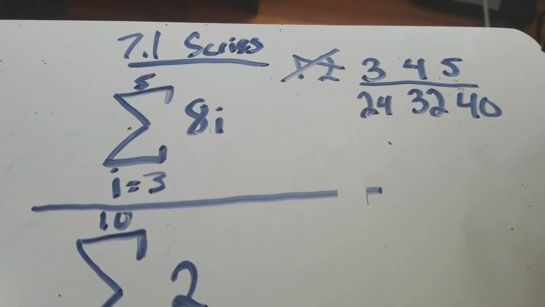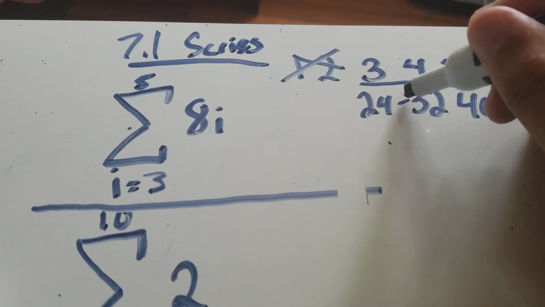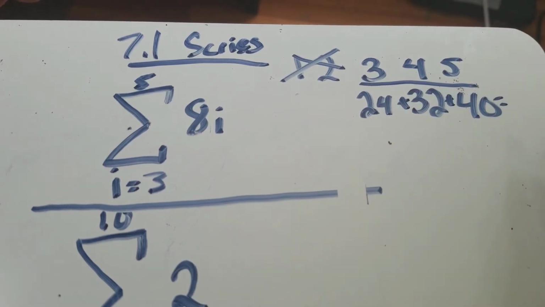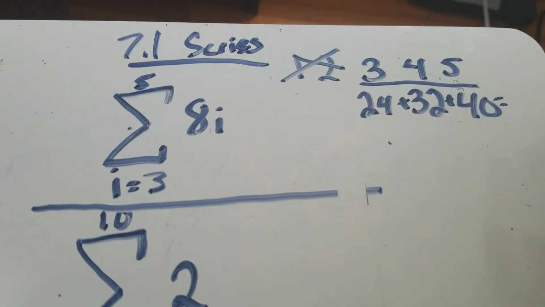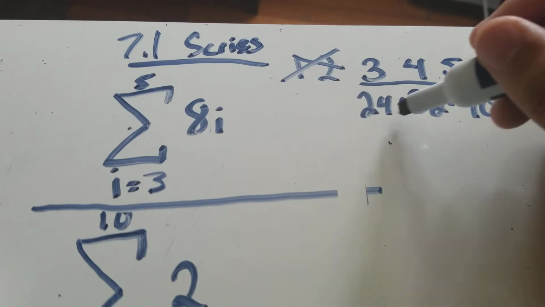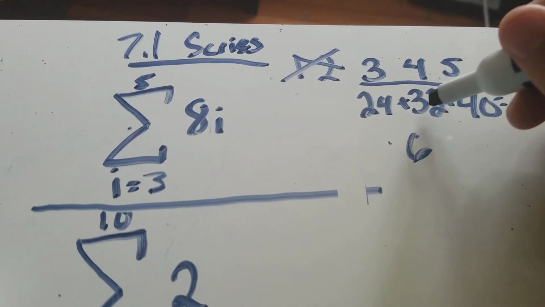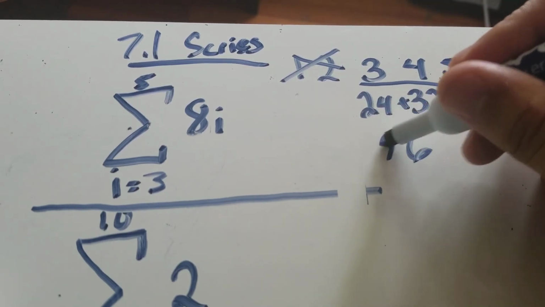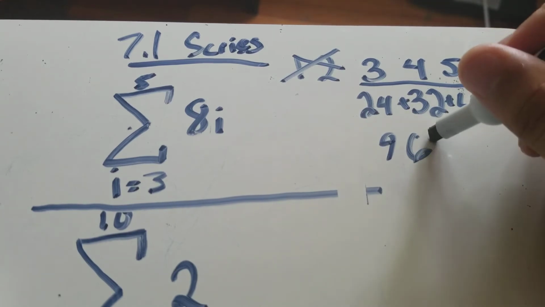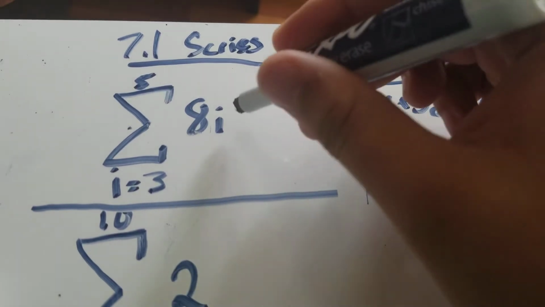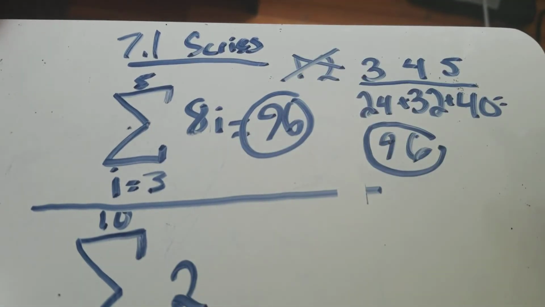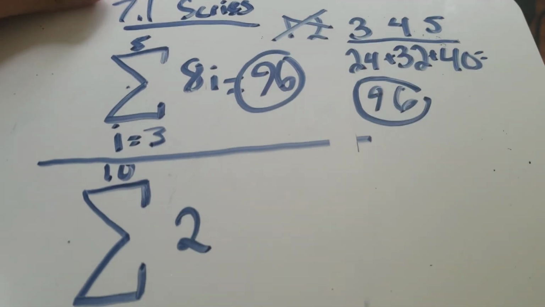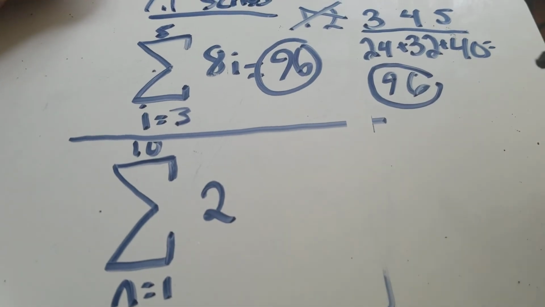So from there, we want to add all these bottom parts together. So we have 24 plus 32 plus 40. And that's going to be 6 in the ones digit, and then 4 plus 3 plus 2 is 9. So our answer for this one is 96. Okay? Let's go on to the next one down here.